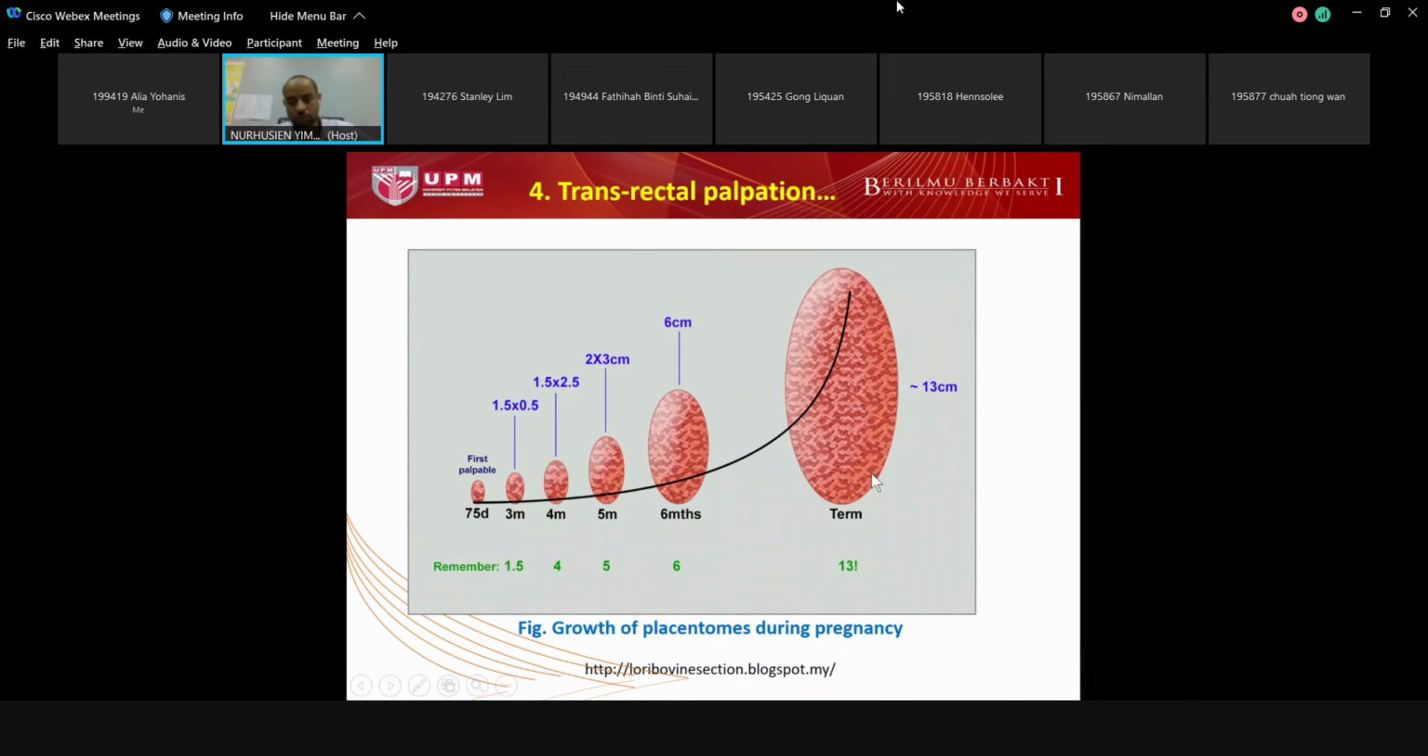And near term, you will expect to have like maximum of around 13 centimeter height of these placentums. So this is for rough estimation. And as I say, the variation is there in terms of the stage of pregnancy, as well as variation between breeds of cattle also will be there.